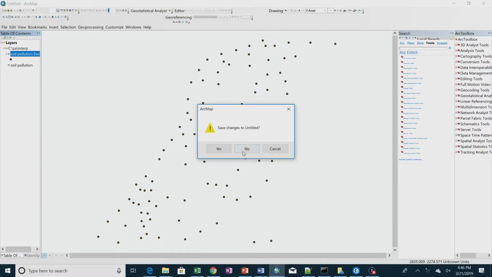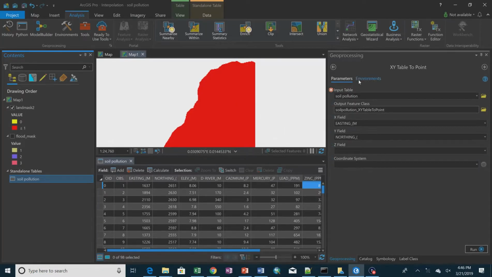So for you guys just put easting, northing, and that's all you need to do. Don't worry about the Z field. Don't put anything in coordinate system. Just hit run. Ours is insisting on 4 in the coordinate system.